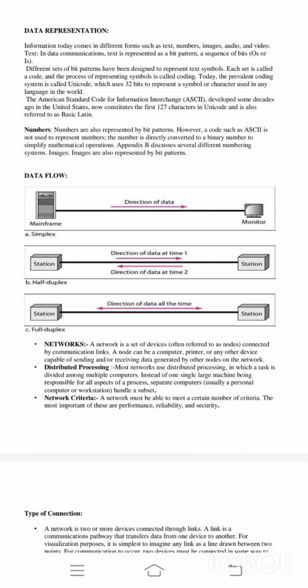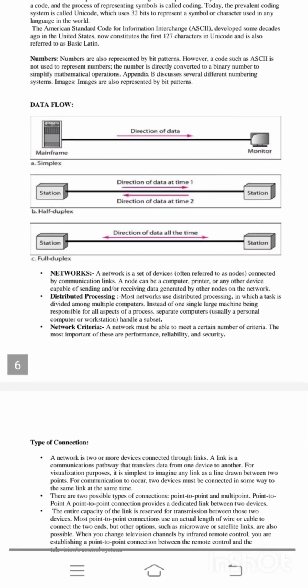Next, numbers. Numbers are also represented by bit patterns. However, a code such as ASCII is not used to represent numbers. The number is directly converted to a binary number to simplify mathematical operations. Appendix B discusses several different numbering systems. Images. Images are also represented by bit patterns.